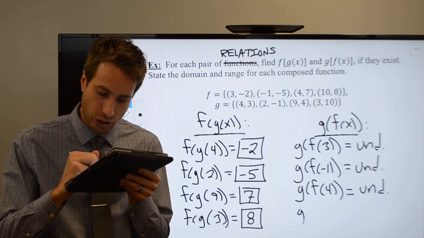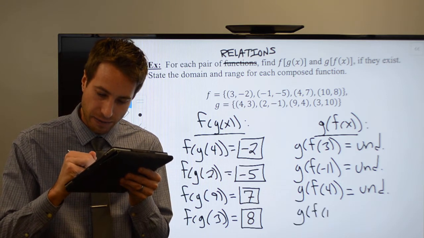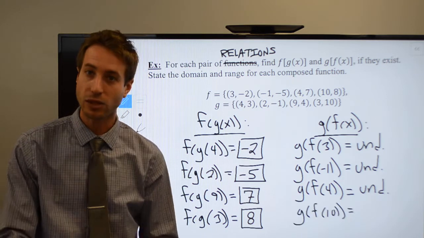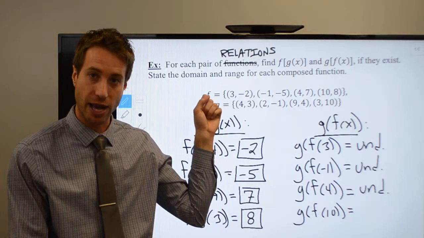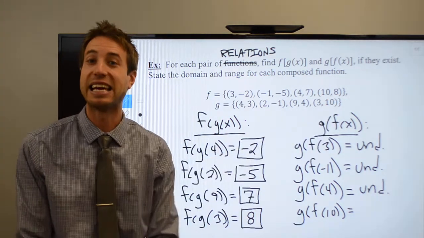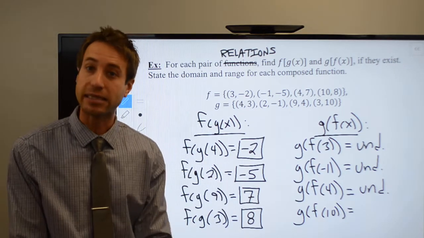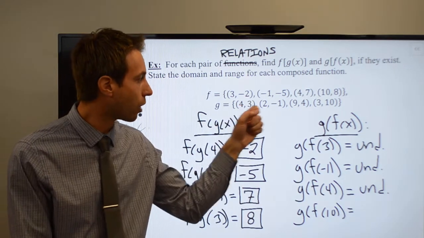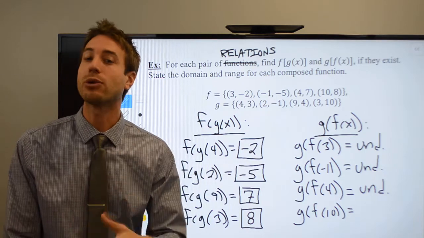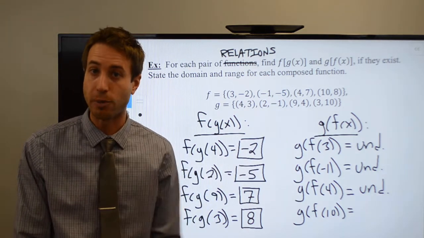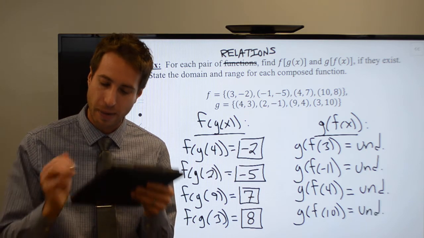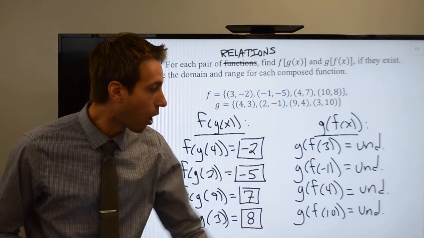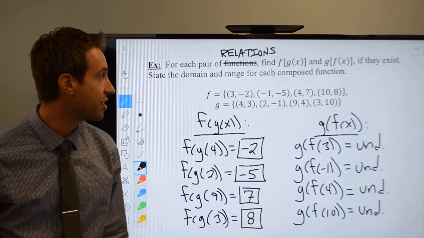And my last one, g of f of 10. I plug a domain value of 10 into the function f. F gives me back an 8. I'm now going to plug that 8 into g. 4, 2, 9, 3. I don't have an ordered pair with a domain value of 8, which means it is undefined for my relation g. It turns out all of those wound up being undefined.